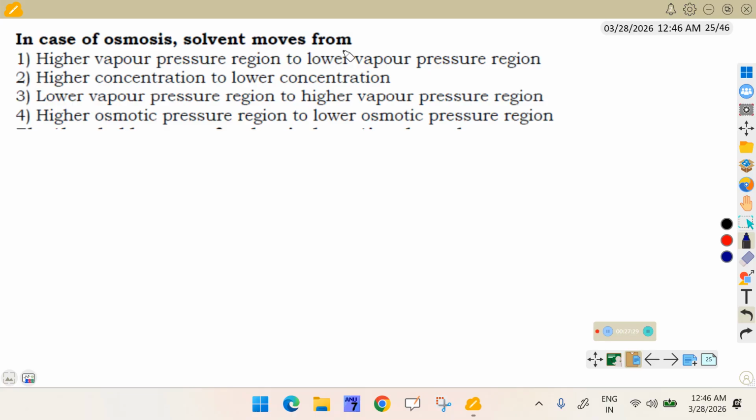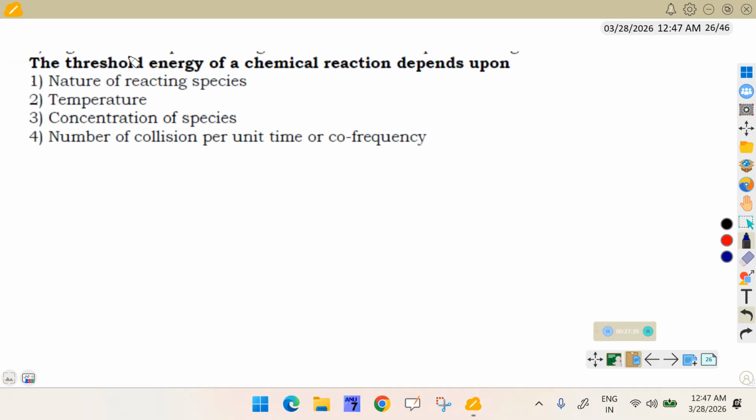Osmosis, solvent moves from higher vapor pressure region to lower vapor pressure region. Direct question this is. Threshold energy of a chemical reaction depends upon. Threshold energy depends upon nature of the reactant species. Not only nature of reactant species, it also depends upon, here that option is not given, threshold energy also depends upon presence of a catalyst.